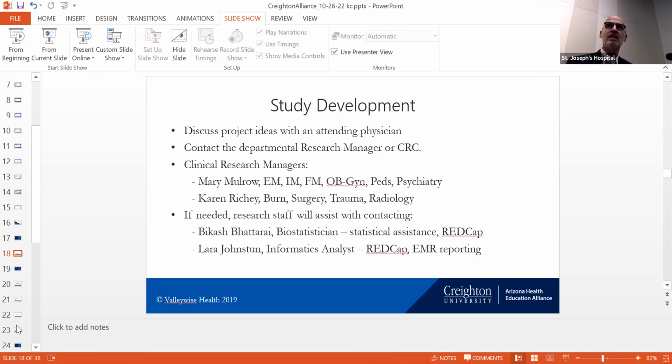Now, we're limited in the number of statisticians that we have available, but your department chairs have access to funding that they can use to contract with statisticians externally. They may not know that. If they don't know about it, please direct them to me or direct them to Dr. Dan Gridley, who is the Assistant Dean for Clinical Research and Public Health here in Phoenix. He can help direct them and help them understand how they can use their chair funds to contract with a statistician.